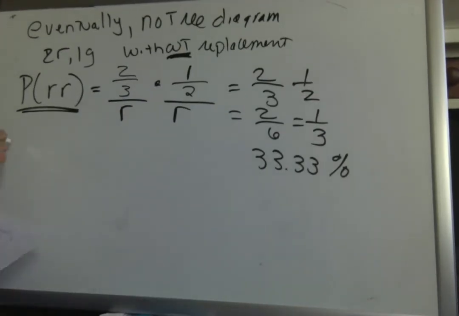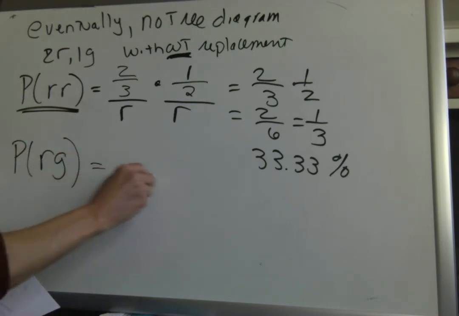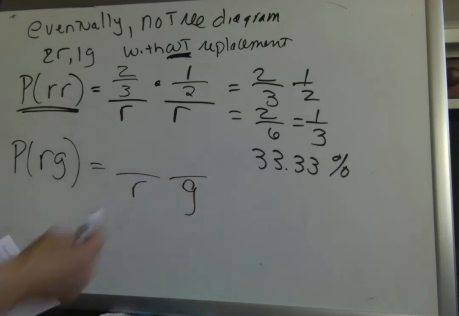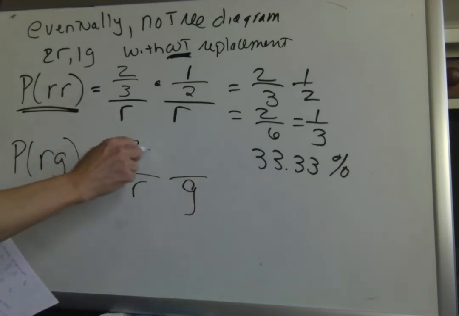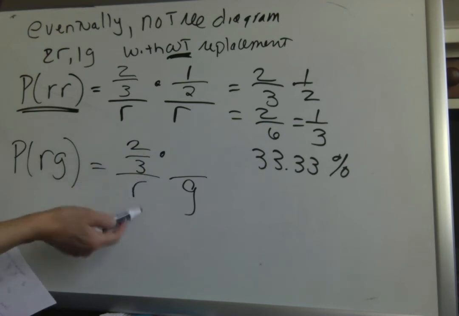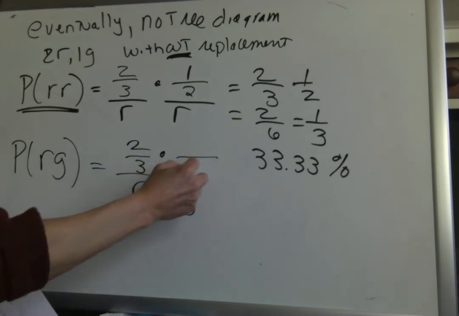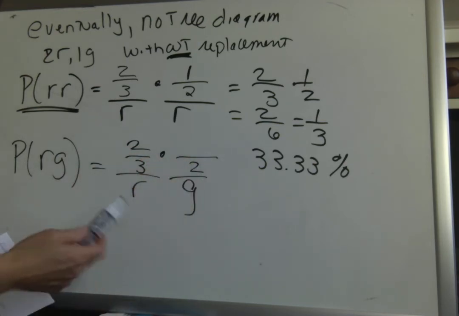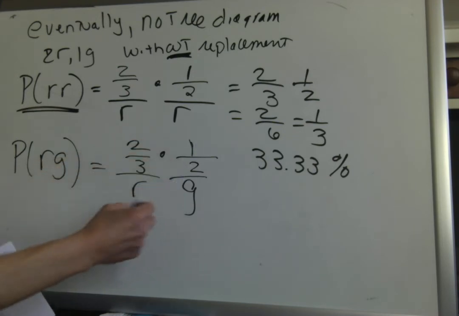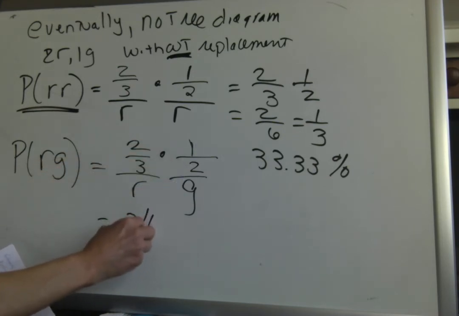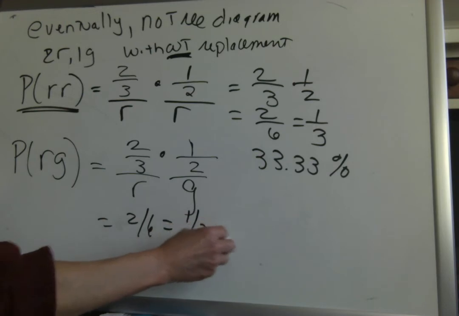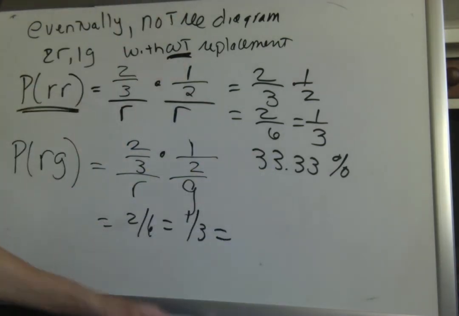All right, let's do one more little piece. What about if they asked red, green? Okay, I need red, then I need green. All right, red, we know there's a 2/3 chance, but now I've removed a red, so I only have 2 balls left, but I still have my 1 green in there. So again, this is 2/6, or 1/3, or of course 33.33%.